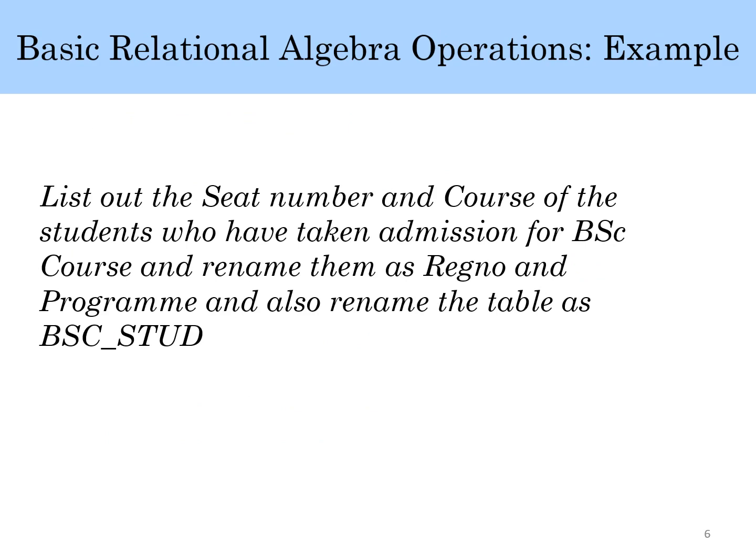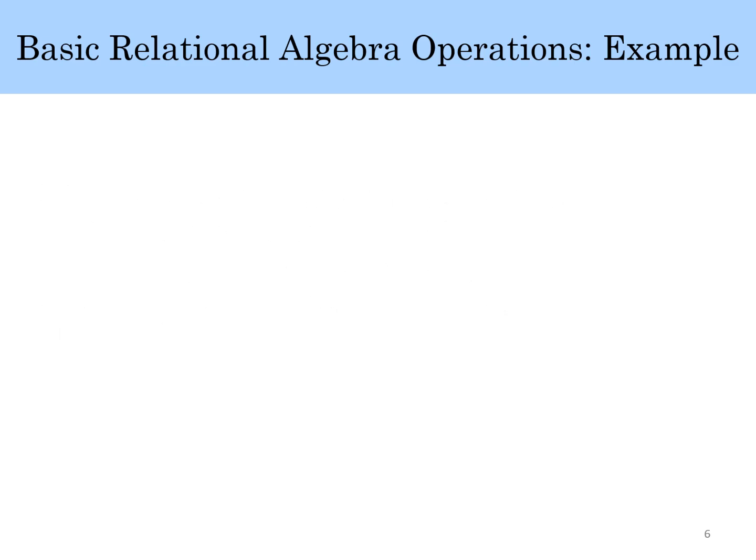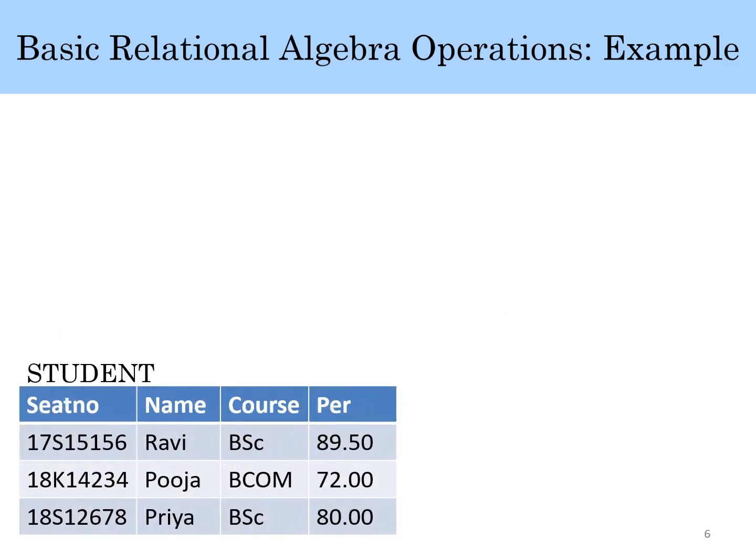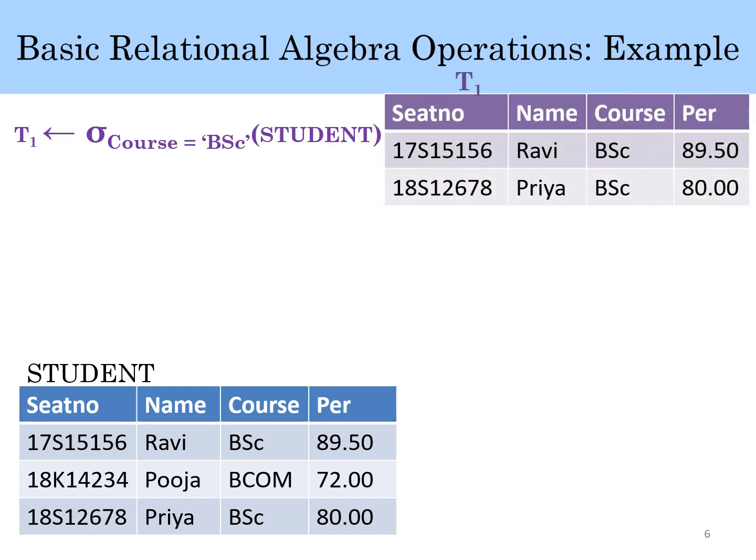We have to rename that seat number as register number and rename the course as program. And also the table has to be renamed as BSc Stud. Okay. So this is the given table, student with seat number, name, course and percentage. Consider the first operation as the sigma operation, the select operation. This is selecting the rows for which course is equal to BSc, and let us call this table T1. So there are 2 rows with course equal to BSc and those 2 rows are selected.